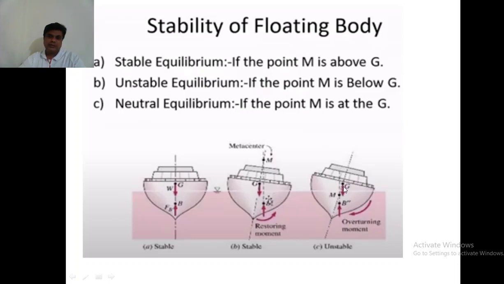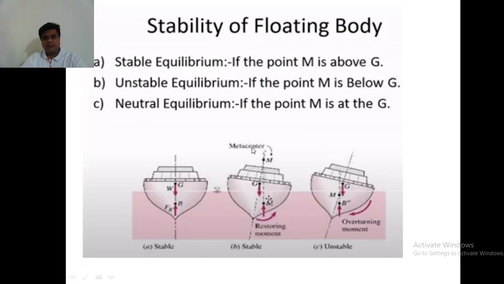So when the metacenter is below the center of gravity, what will happen? There will be an overturning or destroying couple moment. So you can see here this moment, because of G and B, there will be an overturning or destroying moment or couple. It will be acting in the clockwise direction. The ship is also tilted in the clockwise direction. So both will add up, and it will overturn the object, or the ship in this case.